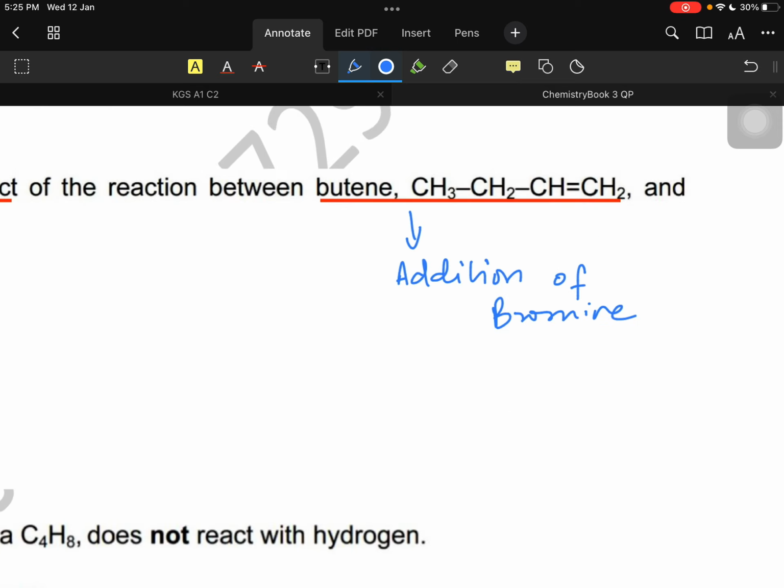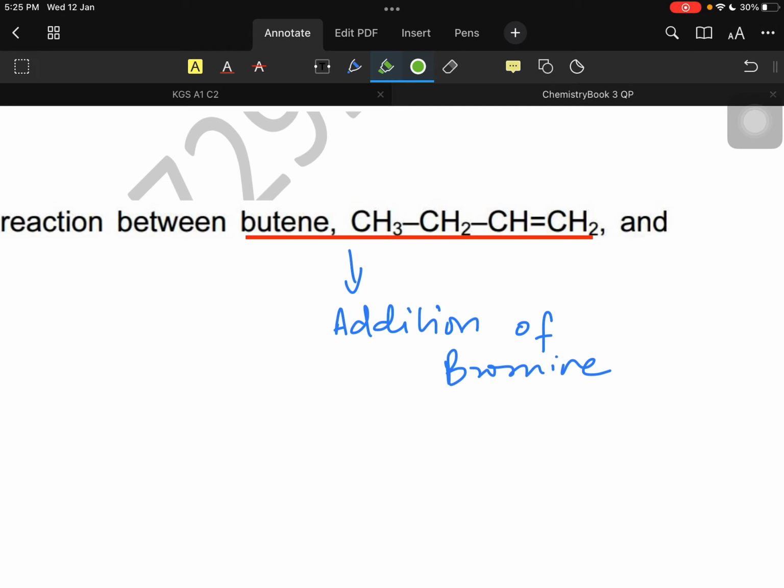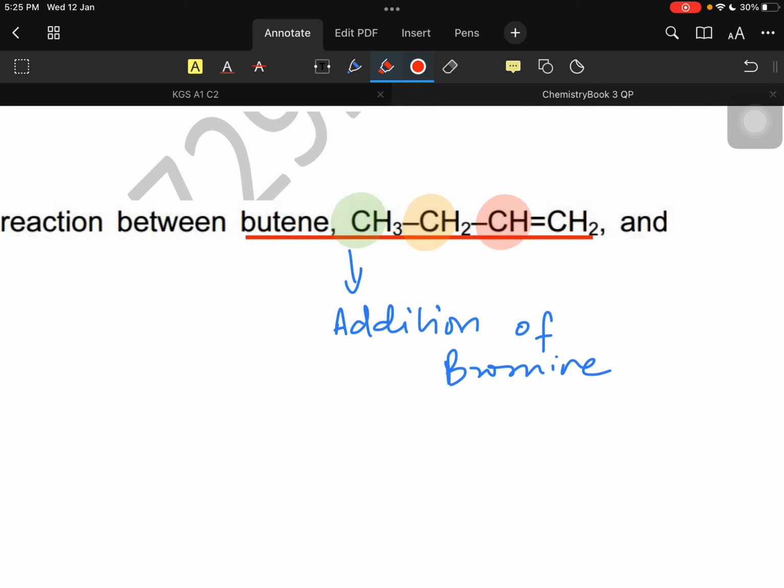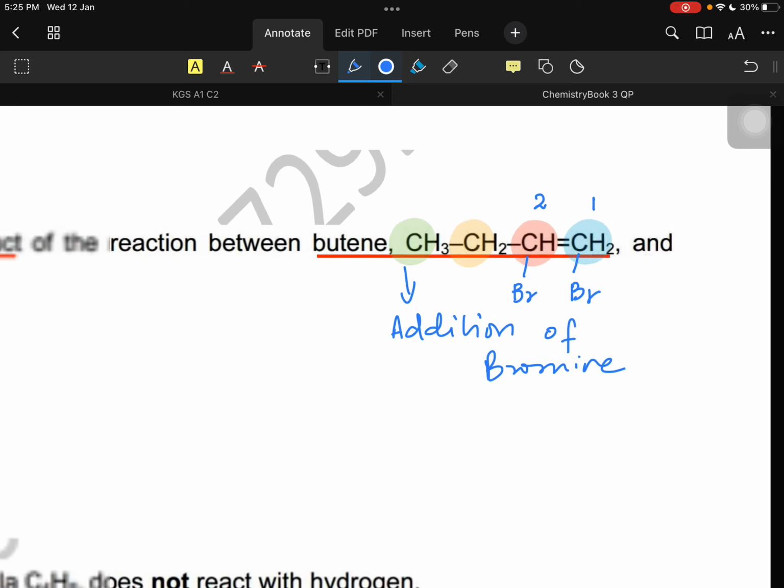If I were to highlight all the 4 carbon atoms with different colors, let's say carbon 1, carbon 2, carbon 3, and carbon 4. If I have 4 carbon atoms, the double bond is right over here between the carbon in red and the carbon in blue. You can see if I call it 1 and if I call it 2, I have the double bond between carbon 1 and 2. My bromine atoms are going to come over here and over here on carbon 1 and 2.